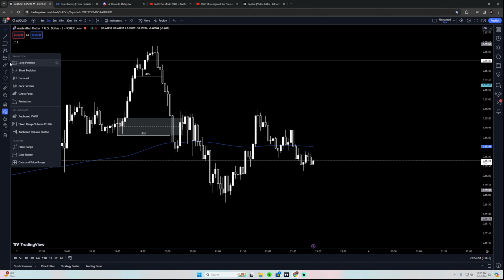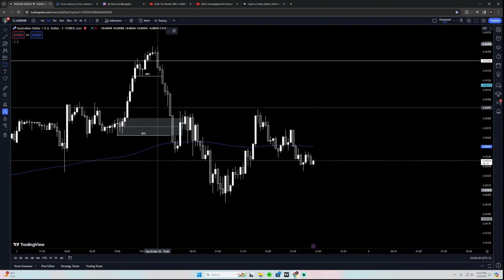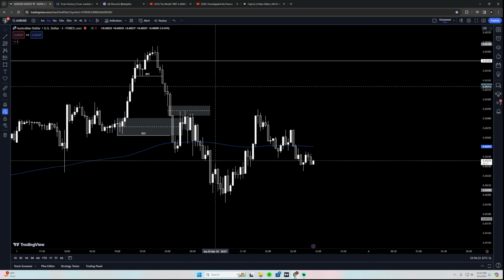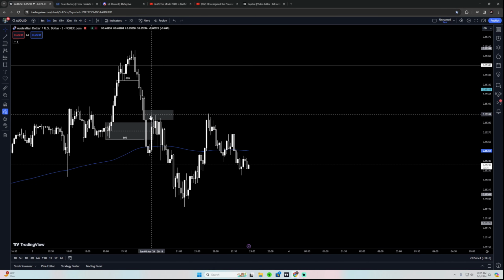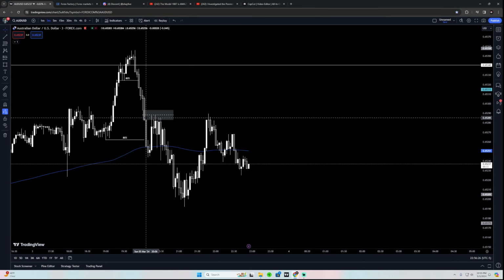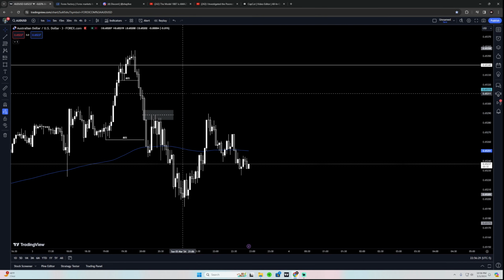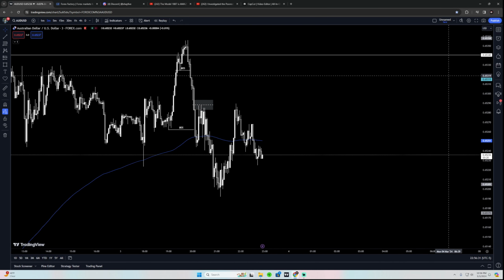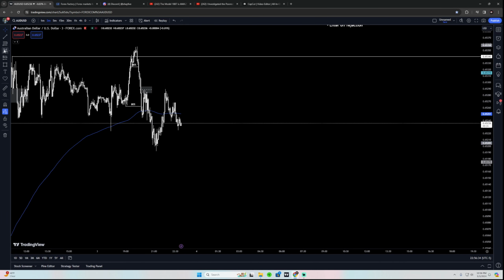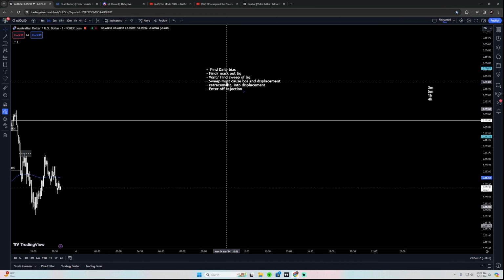Boom, displacement here this time. You could do this on the 3-minute or the 5-minute. I'm usually on the 3-minute because it moves faster. It fits my trading style more. So you see the displacement, right? So now we get that to check off.